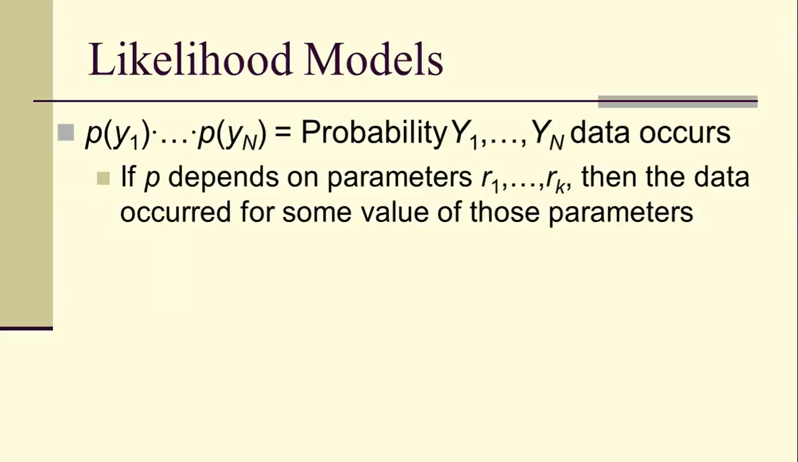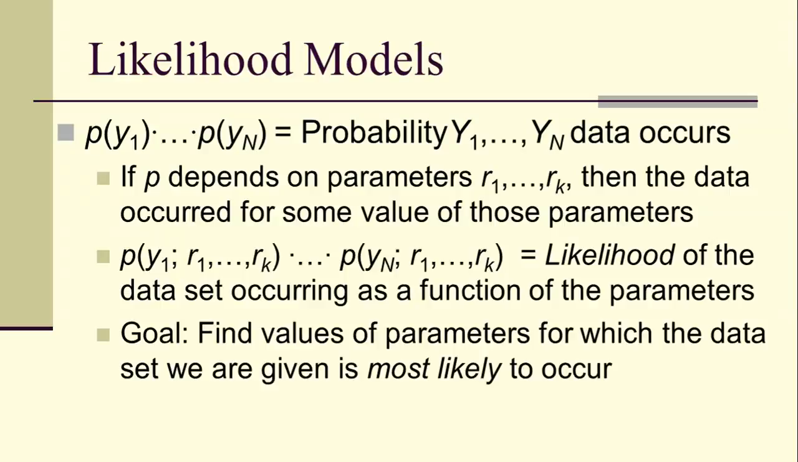Then what we're looking for is that the data in the real world, we'd like to say that the real world model has parameters and that the data occurred for some value of those parameters. And therefore the product, p(y1 given the parameters r1 to r sub k), all the way up to p(y sub n given the parameters r1 to r sub k), is the likelihood that the data set occurred. And this product is a function of the parameters.